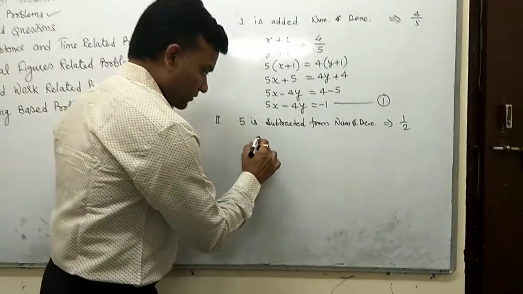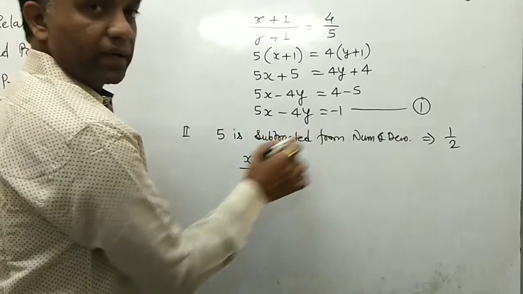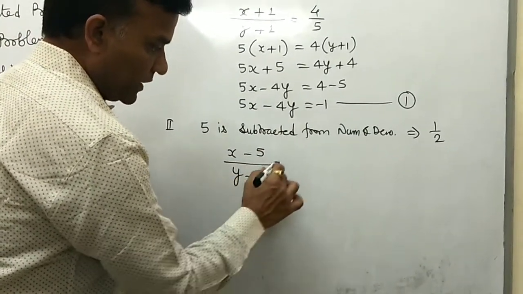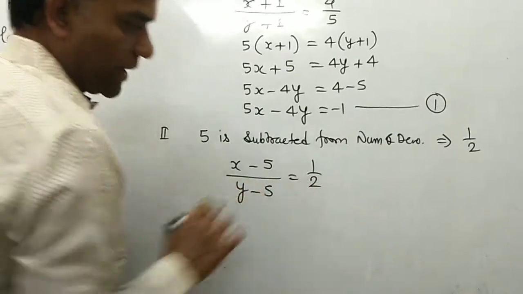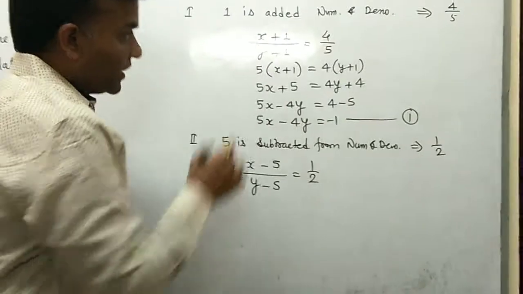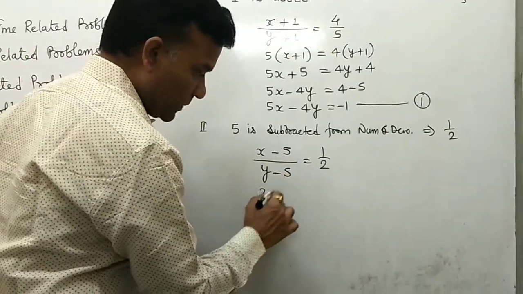So now here you write down x by y again, because you subtracted 5 from the numerator and the denominator. So now you subtract 5 here and 5 here. Your fraction now becomes 1 by 2. So similarly, the same variety is given, but the condition is different here. Here 1 is added, here 5 is subtracted. Okay, so now again you do the cross multiply.